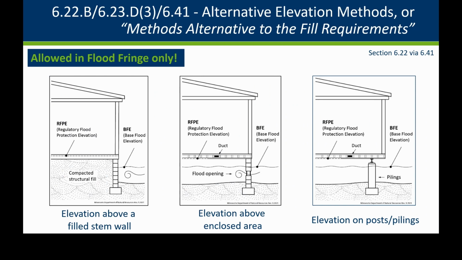We have alternative elevation methods. Now, with these types of developments, we have developments on fill, and then we have developments alternative to fill. What's on your screen now is highlighting three different examples of alternatives to fill. The two on the right, those two building construction types, get a little bit more detailed during the permit process.